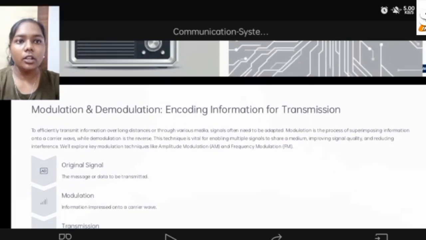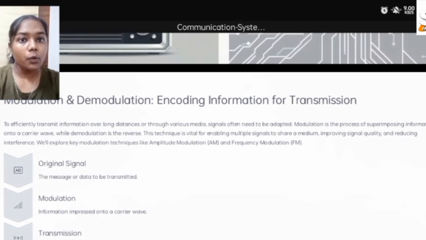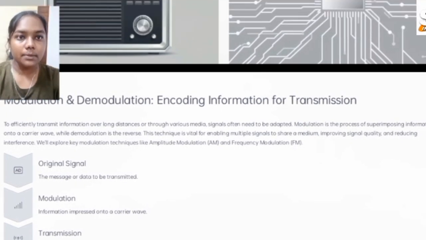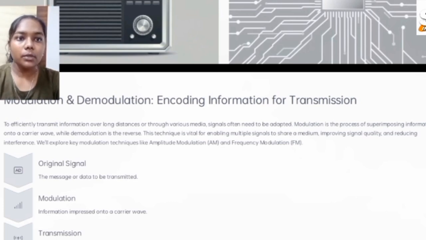Demodulation: encoding information for transmission. To efficiently transmit information over long distances or through various media, signals often need to be adapted. Modulation is the process of superimposing information onto a carrier wave, while demodulation is the reverse. This technique is vital for enabling multiple signals to share a medium, improving signal quality and reducing interference. We'll explore key modulation techniques like amplitude modulation and frequency modulation.